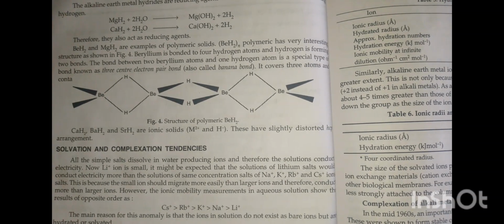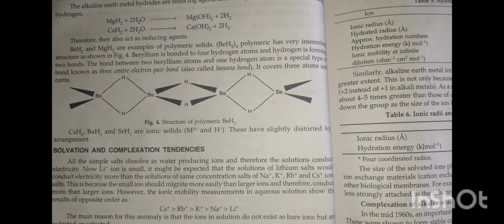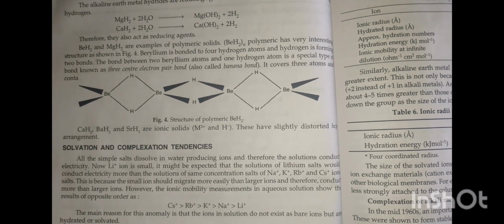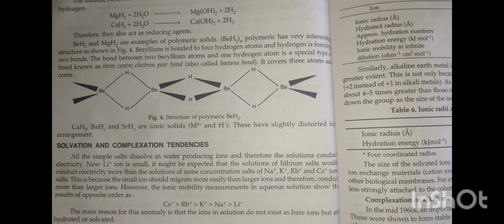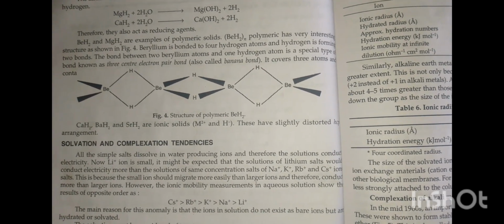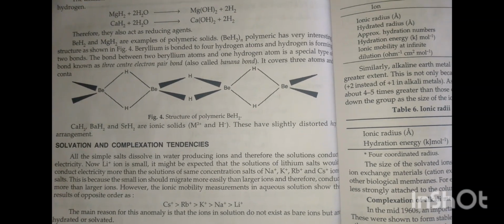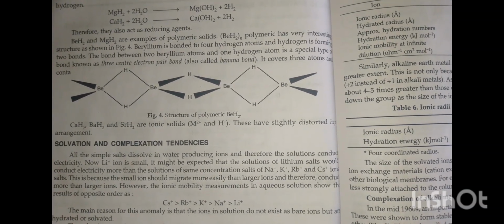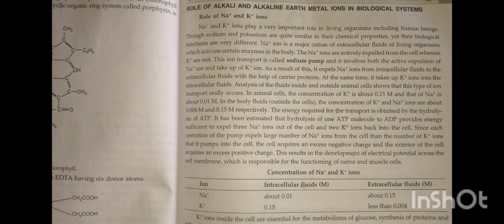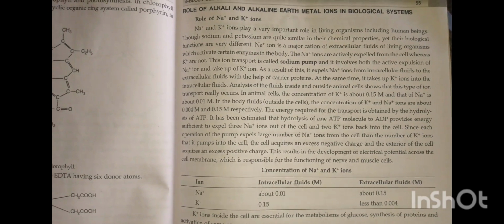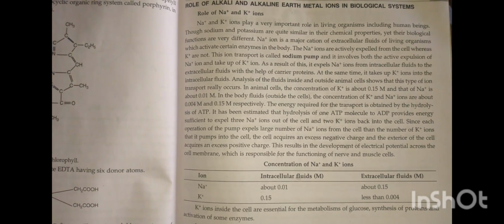Beryllium is bonded to 4 hydrogen atoms and hydrogen is forming 2 bonds. The bond between 2 beryllium atoms and 1 hydrogen atom is a special type of bond, a 3-center bond, also called a banana bond. It covers 3 atoms. And now, the role of alkaline earth metal ions in biological systems.